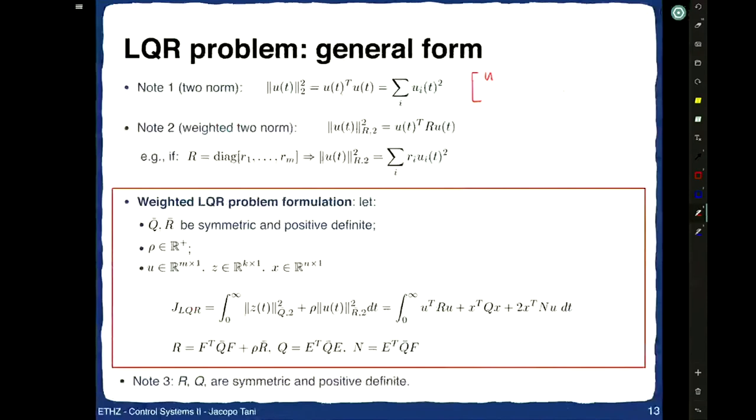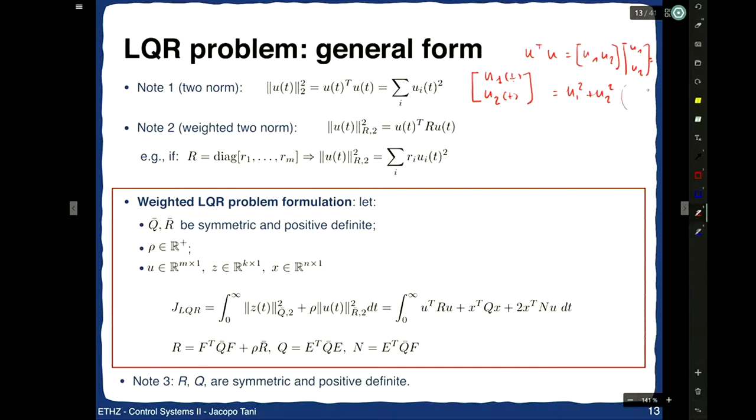So when we have the two norm of a signal, what do we really say? Let's suppose the signal is actually a U1 of t and a U2 of t. Well, when we write the two norm, what we're doing is U transpose U, which means [U1, U2] times [U1, U2], like this. And this is really nice, because if you do the matrix multiplication, you get U1 squared plus U2 squared. See why it's quadratic? Because it has a quadratic form associated with the two norm. And this is always a positive value, right? It's homogeneous, in the sense that it has no constant terms added to it.